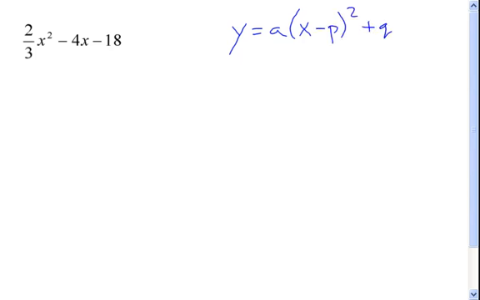Good. So, if I want to turn it into that, first off, I need to get rid of any coefficient that I have in front of my x squared term. So I got to get rid of that 2/3, right? So factor out the 2/3. And again, this is an expression, so I have to factor it out. I can't divide by this.